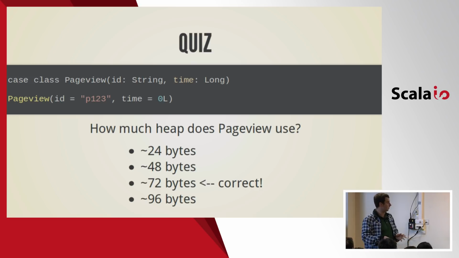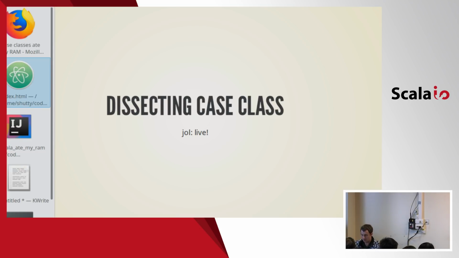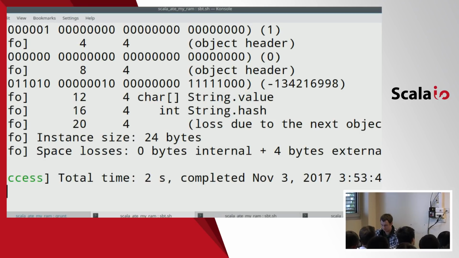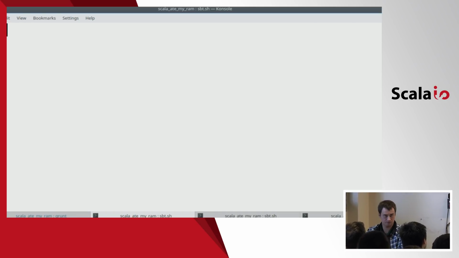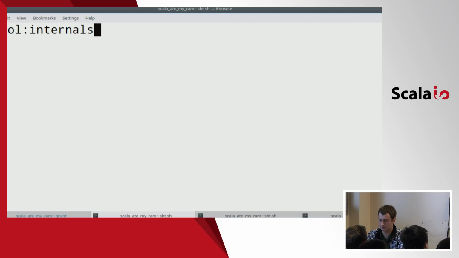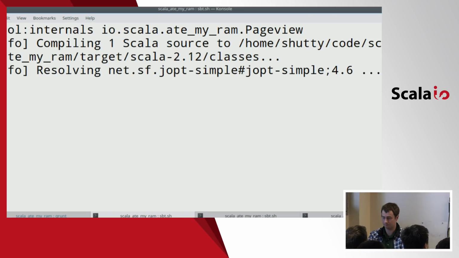And let's understand why this is happening. For that, we will try to dissect our PageView case class, and we will use a tool called JOL, Java Object Layout. There is a JOL integration with SBT, so you can run JOL internals on PageView, and it will dump the internals, showing how the layout of this PageView looks in real memory.